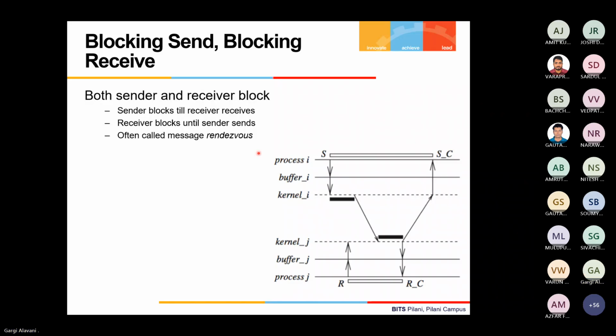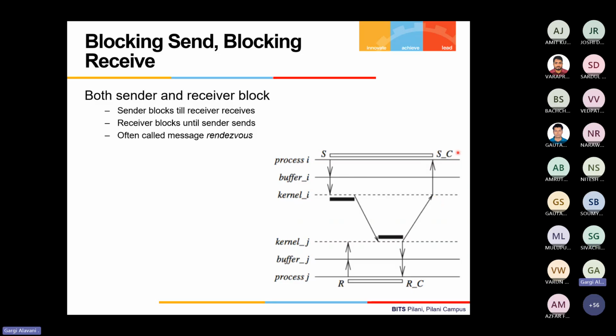So this is one approach where both sender and receiver are blocked. That means when the sender sends the data, the sender is blocked till the receiver receives it, and then it can continue working.